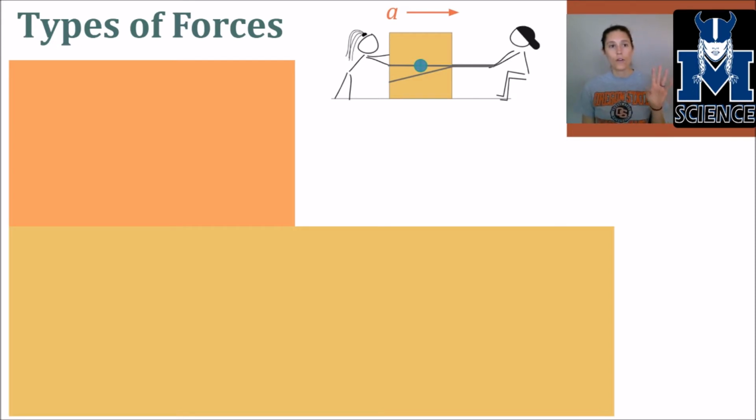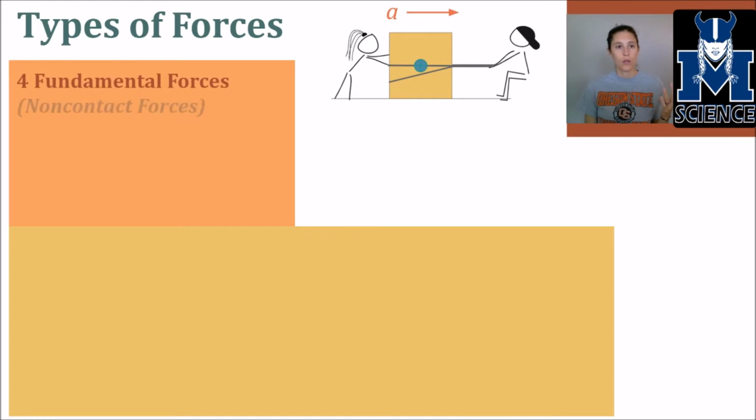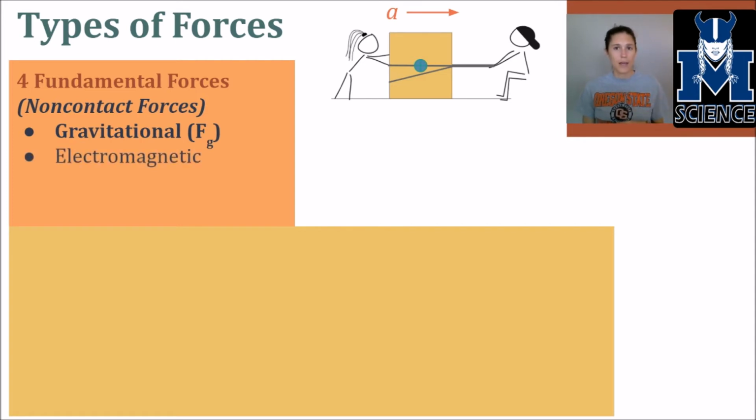So the 4 fundamental forces, the one you're most familiar with is going to be gravity. Okay, so gravity acts between any 2 objects that have mass. It's an attractive force between any 2 objects with mass. Okay, directly proportional to how big they are and inversely proportional to how far they are apart. Okay, so that's the one we're probably most familiar with.